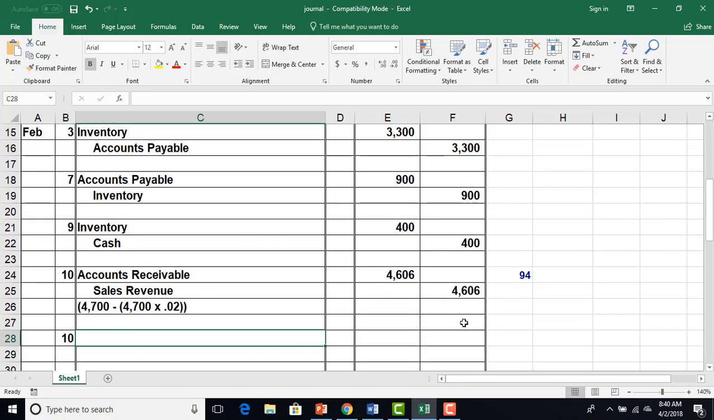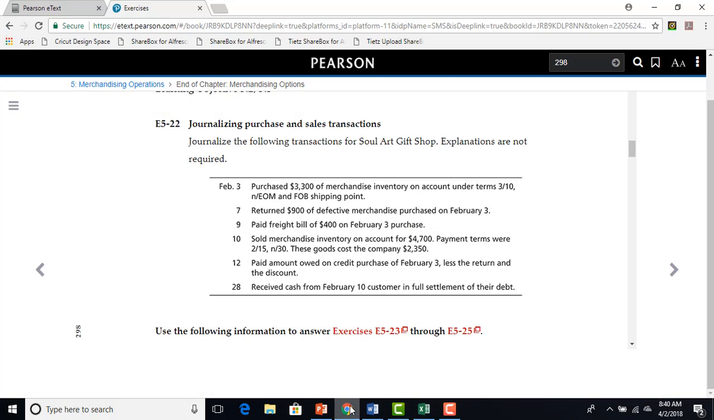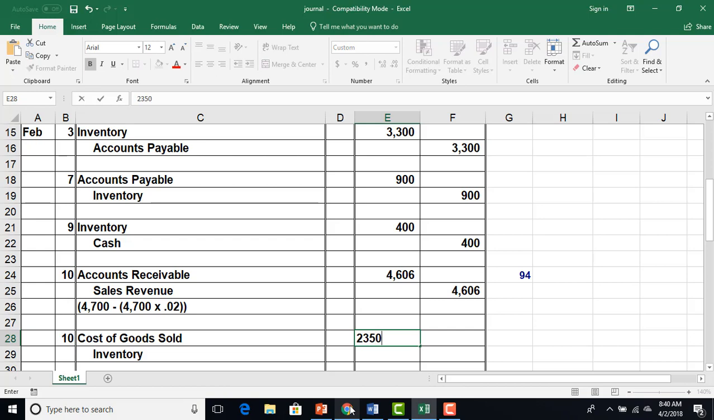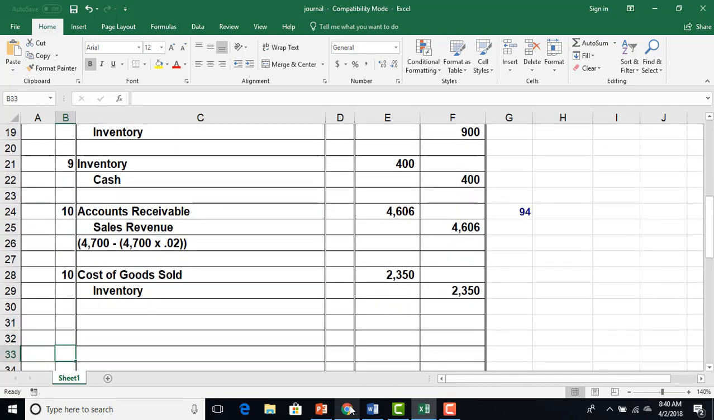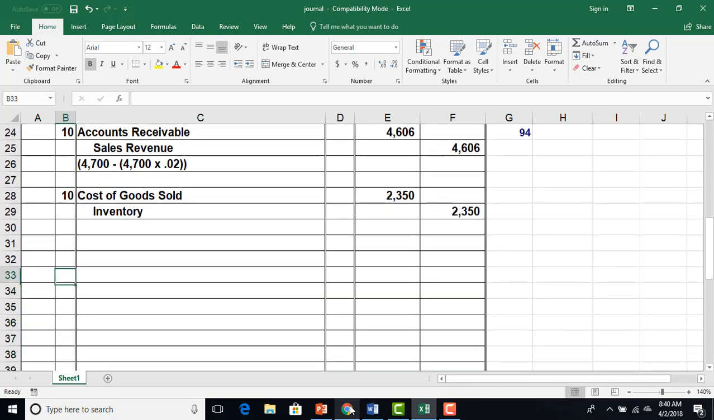All right, but remember with that sales transaction, we also have to record the expense related to that revenue, cost of goods sold, and we have to remove these items from our inventory. So a debit to cost of goods sold, and a credit to inventory, and it tells me that the cost of these goods was $2,350. So I'll record that cost of $2,350, and that's how I record that initial sales transaction there on the 10th.